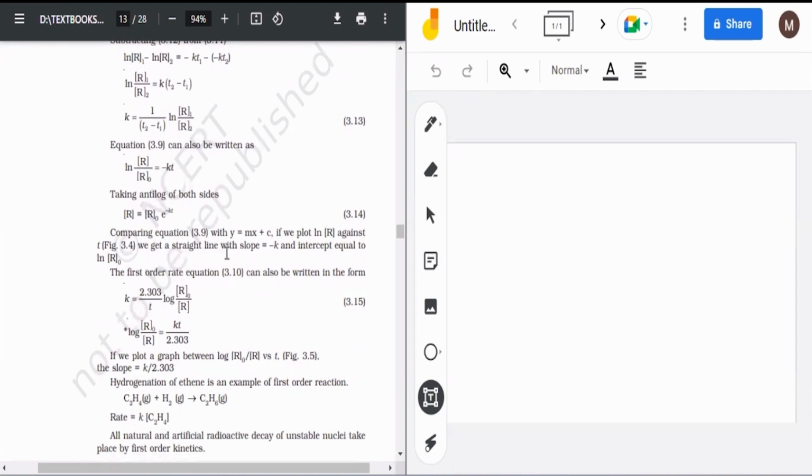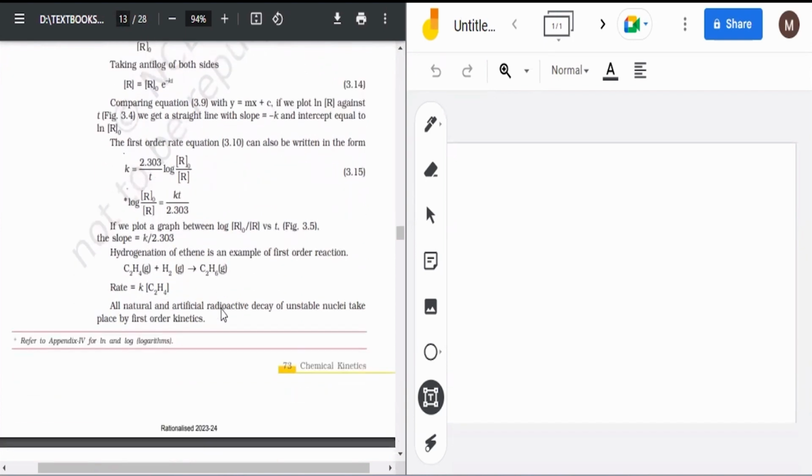y is equal to mx plus c, and these are the examples of first order reaction, like we form ethane from ethene. So we take H2 and C2H4 as the reactants. Here the rate will depend upon C2H4, so it will be k[C2H4]^1 because it is a first order reaction.